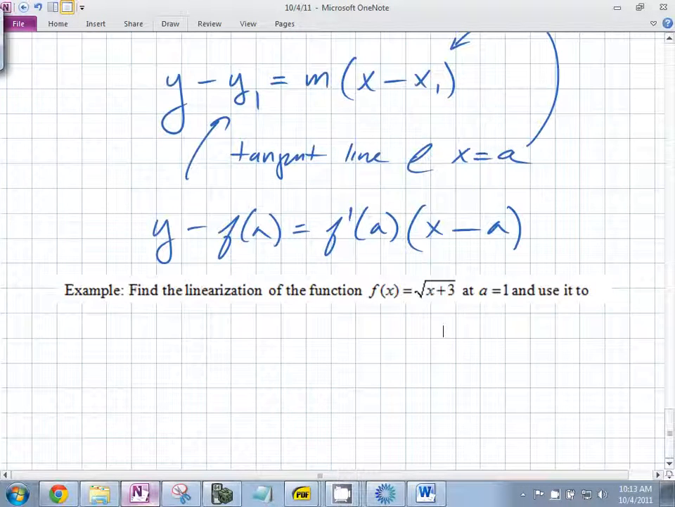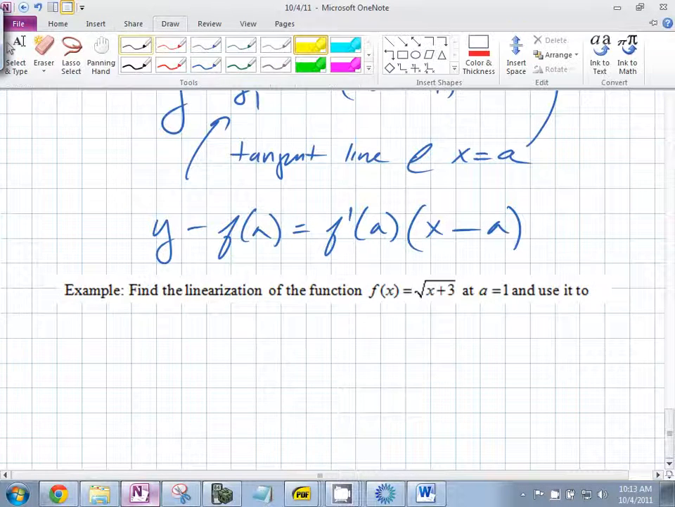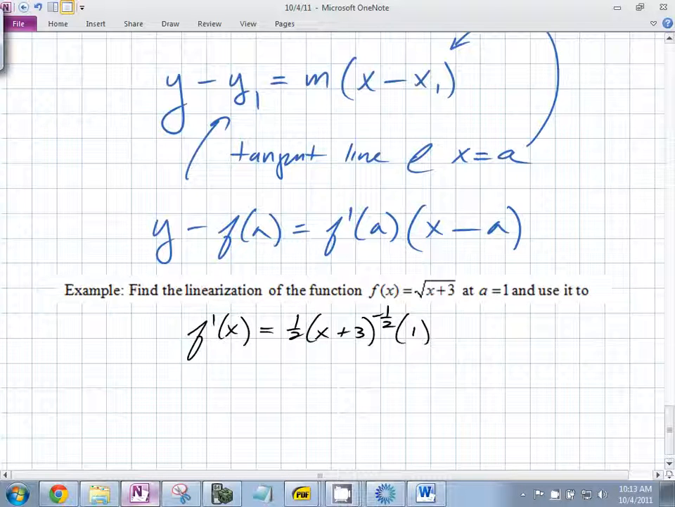So f of x in this case is the square root of x plus 3. What's f prime of x going to be, Chris? That's going to be 1/2 times x plus 3 to the negative 1/2. Yeah, times 1. That's fine. I want you to say that. You're pumping out the chain rule. The chain rule always applies. It's 1 in this case.